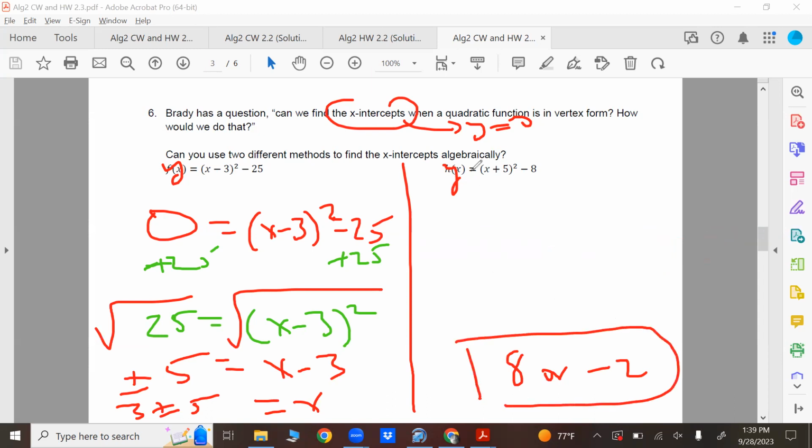So go and try the second one now. I'll tee it up again. So 0 equals x plus 5. So this one's kind of a pain because 8's not a perfect square. Just go with it. So you got to solve for x. Go and solve for x.